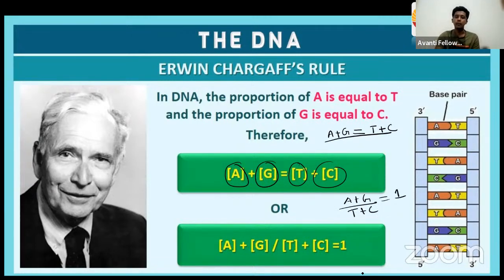But sometimes, in some DNAs, Chargaff's rule might shift. Based on the purine to pyrimidine ratio, it might change. So it is not always that it will remain 1. There are many cases where your ratio is either below 1 or above 1. So this is about Chargaff's rule.